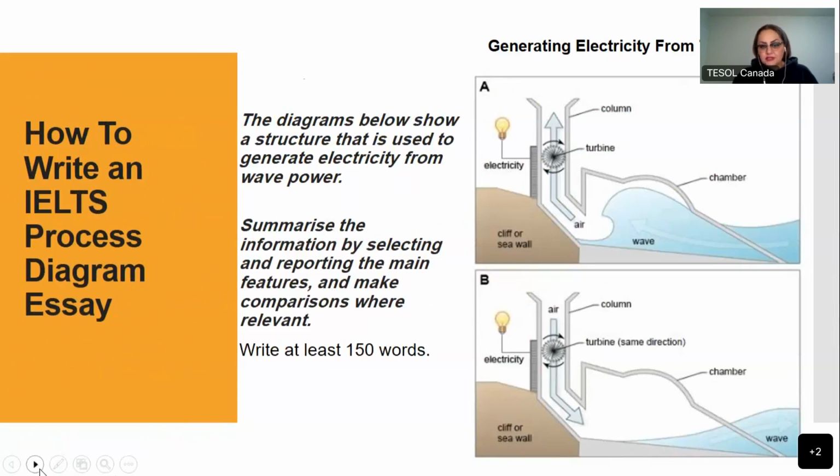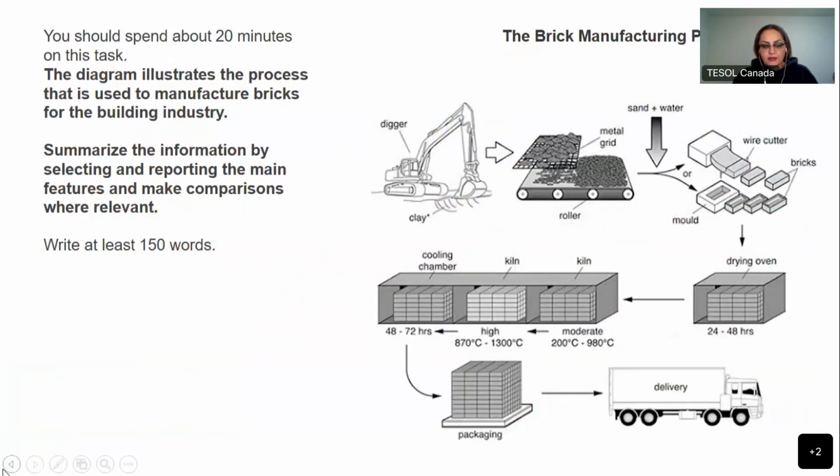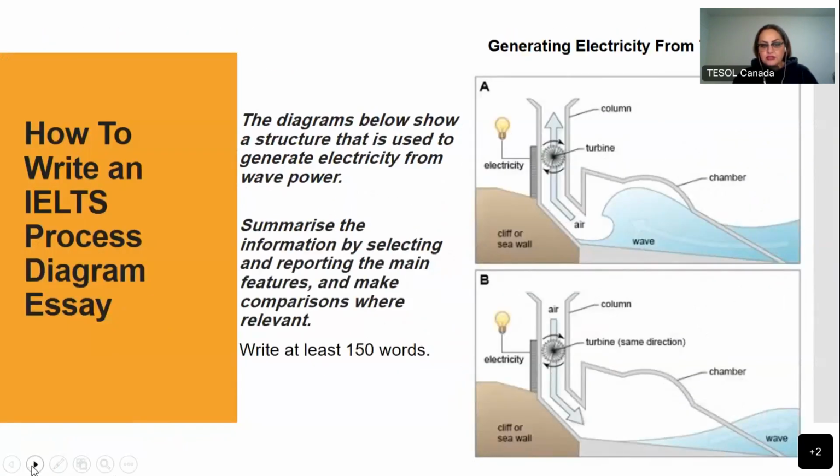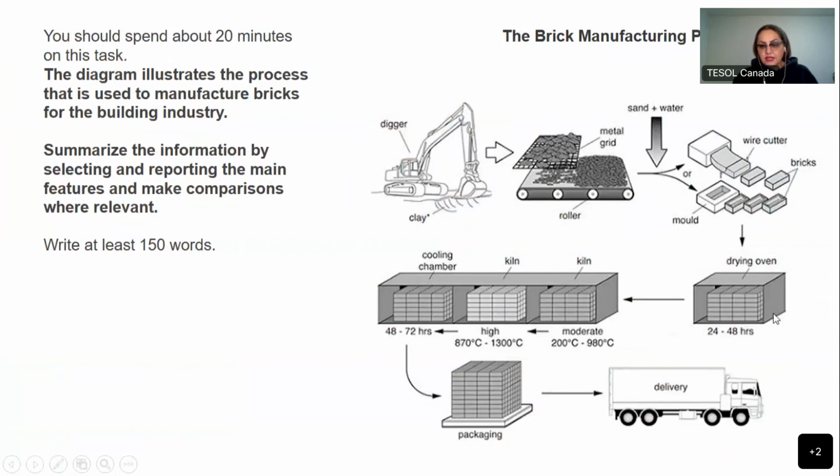This is the process. So what happened? You look at picture A and B and say what happened in picture A and then what happened in picture B. Oh, here is another example. Mostly you use passive voice because we don't know who does these things. The diagram illustrates the process that is used to manufacture bricks for the building industry. Summarize the information. So you have to start from the first to the last.